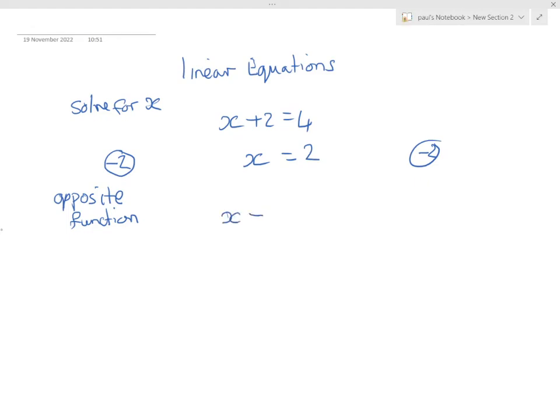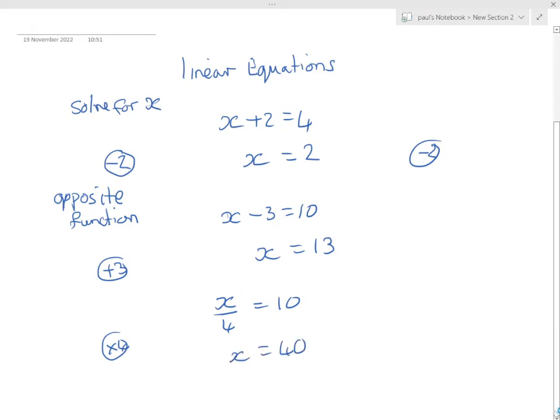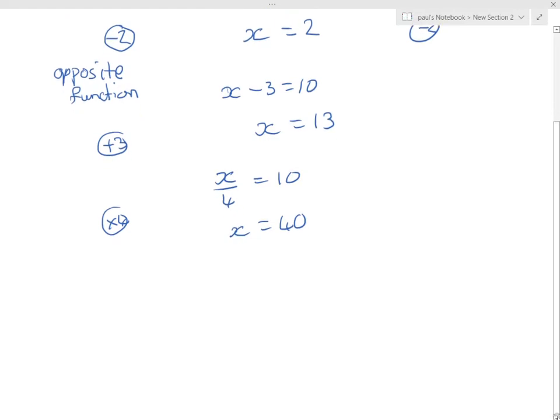And if we have x minus 3 equals 10, then we need to do the opposite there. So we need to add 3, and that will cancel that out. And add 3 on that side to give you 13. If we have x divided by 4 equals 10, because it's being divided by 4, we need to multiply by 4. So multiply that by 4 and it cancels out to leave the x, and multiply that by 4 and it leaves you 40.